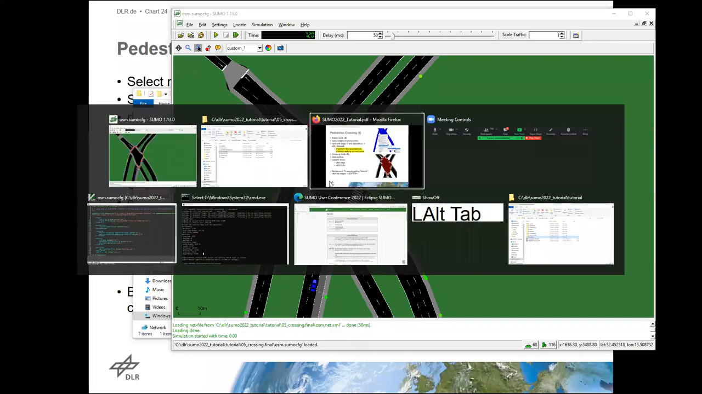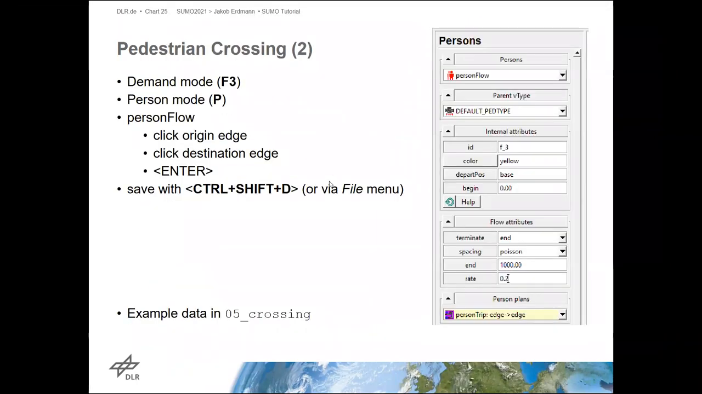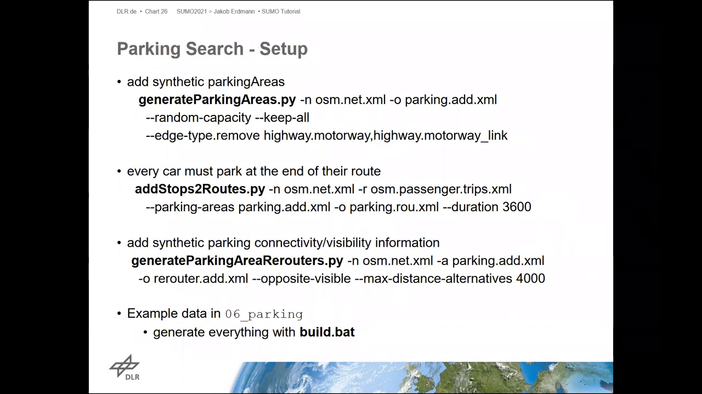Now to the last part of the tutorial, before we are running out of time, let's talk about something more advanced. Let's talk about traffic in search of parking. Right now, our traffic has entered the simulation, and then they've, well, basically disappeared on the final edge, either at the border of the network or somewhere within the network. And this time we want something different. We want them all to find a parking spot at the end of their route, at the end of their trip. So for this, we need to have three things.